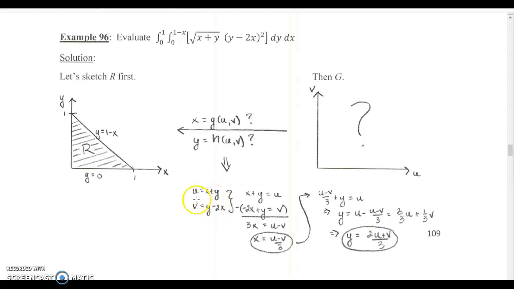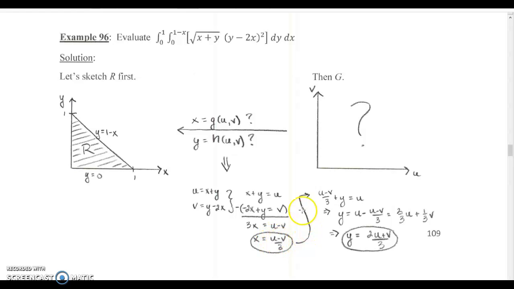Now I need to solve that system of equations to get x equals and y equals in terms of u and v. That would be my functions g and h. So look at this as a system of two equations and two unknowns. I have x plus y equals u, and I have minus 2x plus y equals v. So I'm going to subtract the second equation to get rid of the y's. That gives me x plus 2x, which is 3x, equals u minus v. So x equals u minus v divided by 3.